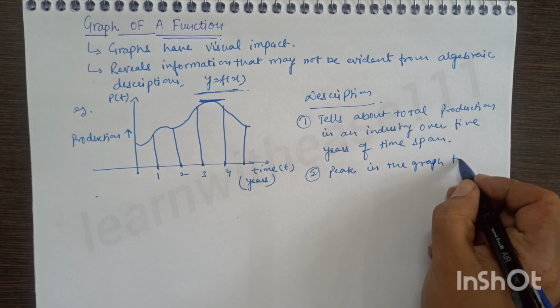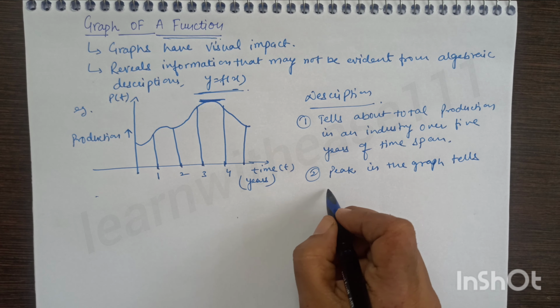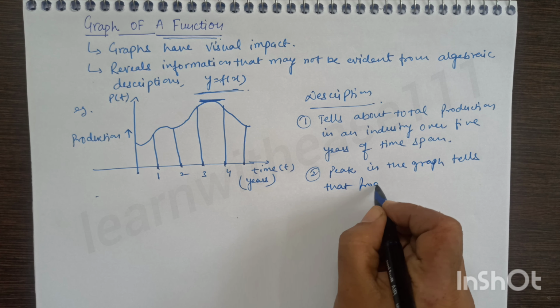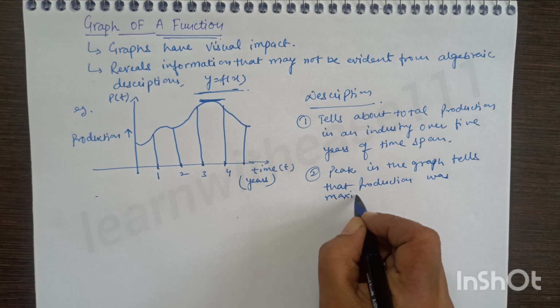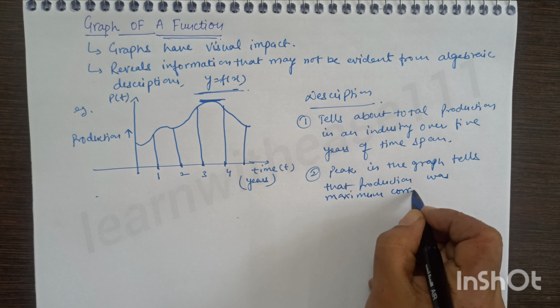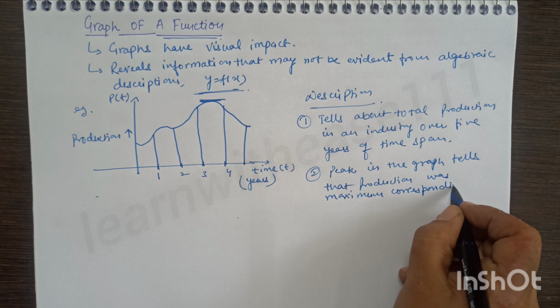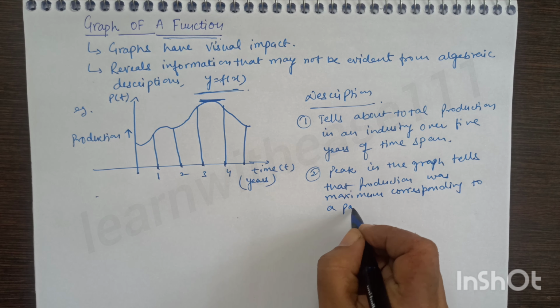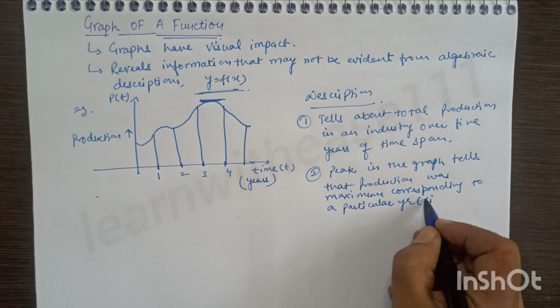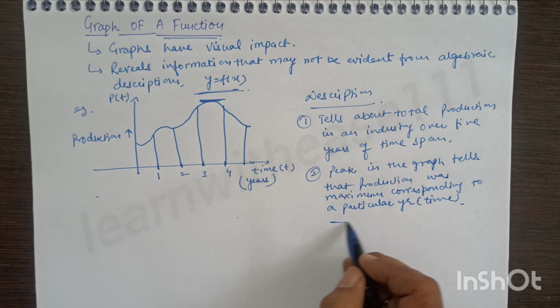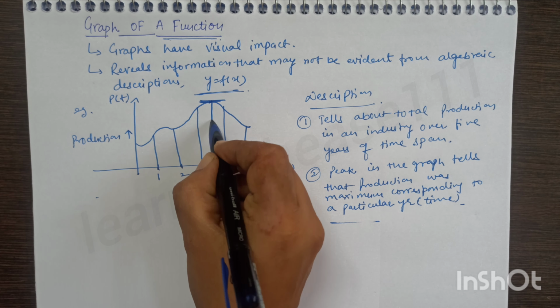Secondly, there is a peak in the graph which suggests the production is greatest at a particular corresponding time. Like here, it's around midway between the 3rd and 4th year where the production was maximum. So all this we can judge just by looking at the graph. That's why the graph is important.